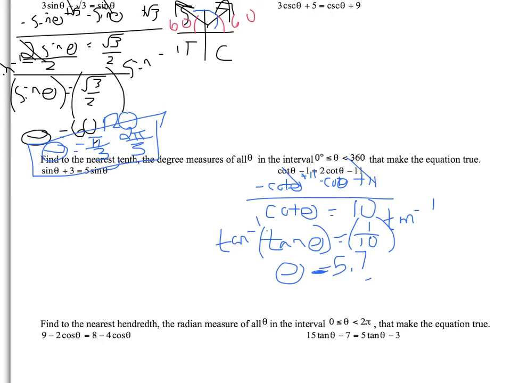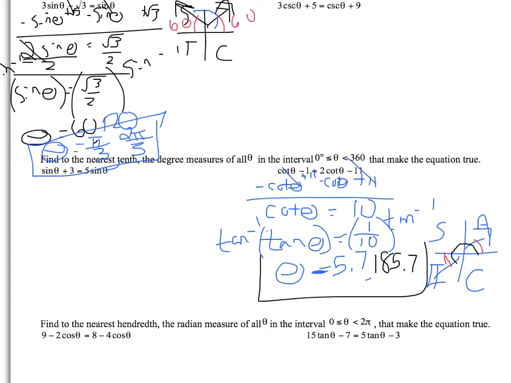To get the other value, we graph it. 5.7 is in quadrant 1. Tangent's positive in quadrant 1. Tangent is also positive in quadrant 3. My reference angles, those red ones I just drew in, are the same. They are 5.7. You want the black angle, which is 180 plus 5.7, so it's 185.7.